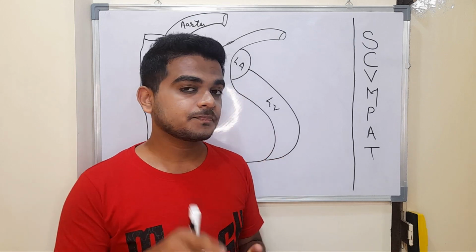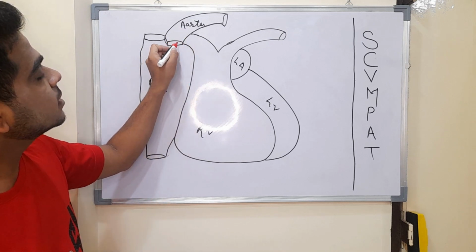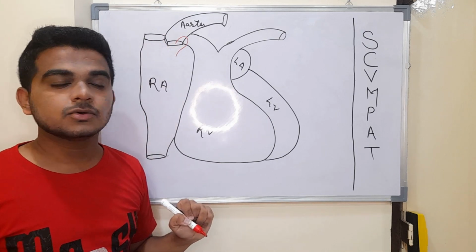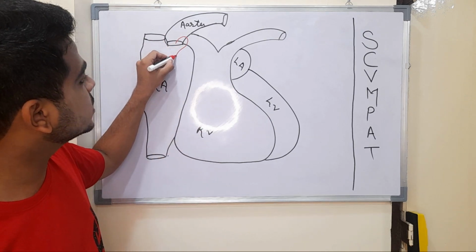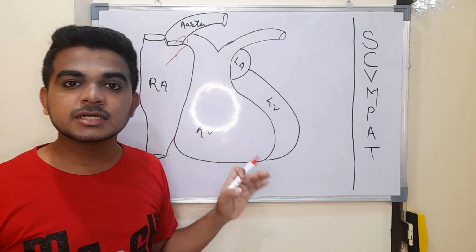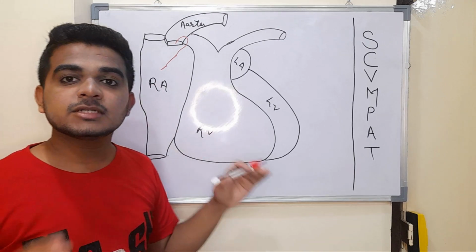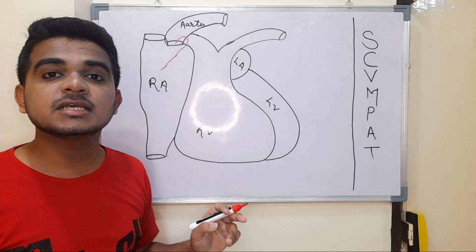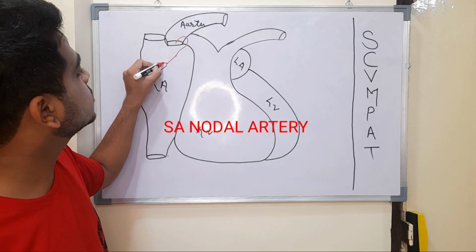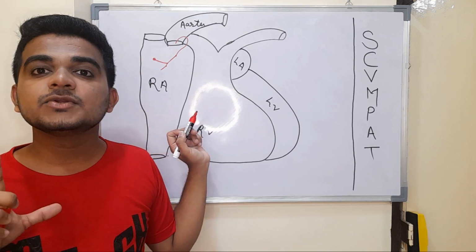First, pay attention, students. This is the aorta. Through the aorta, the right coronary artery arises through the aortic sinus. After arising, it emerges on the surface of the right atrium. After emerging on the right atrium, it gives its first branch, called the right SA nodal artery.